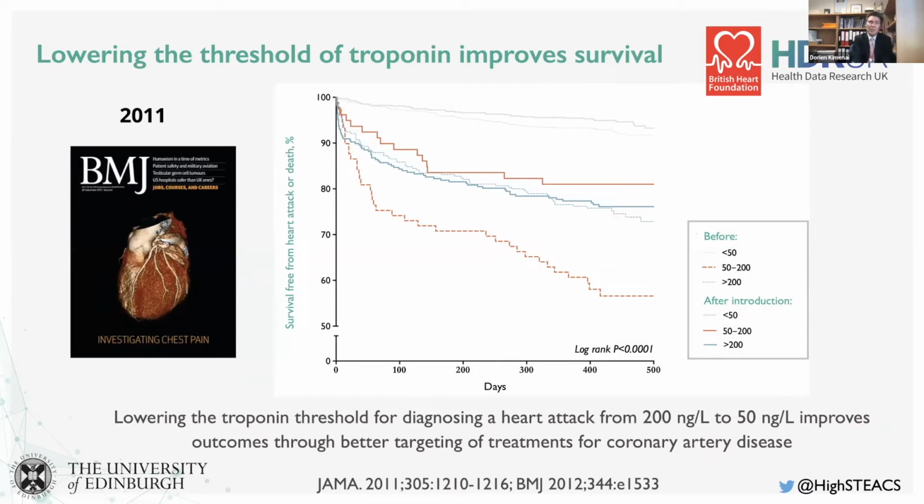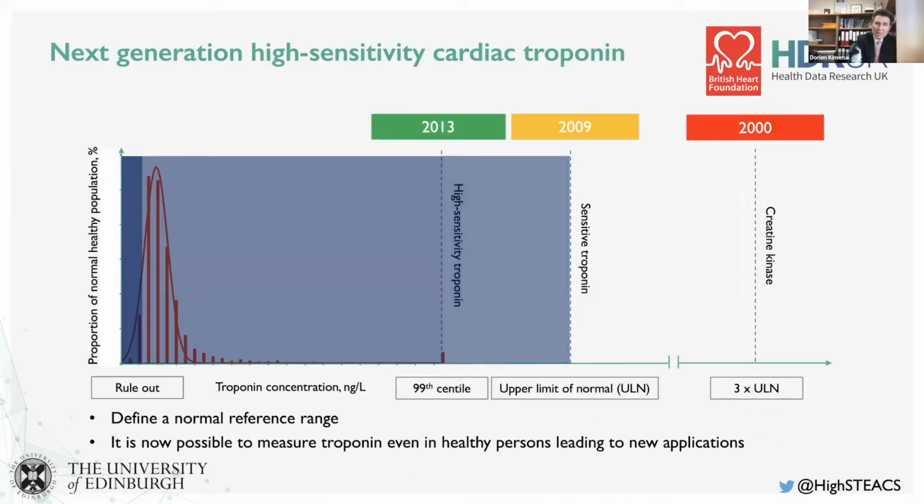And then when you introduce the new test and threshold into practice, we found that their outcomes improved. But this is pretty low-level evidence. It's quasi-experimental, it's not randomized, and there could be other time-varying trends for why these outcomes improved. So when it came to the introduction of the high-sensitivity test, which came in this country in 2013, I think we were one of the first sites to introduce this in the UK. We wanted to do something more rigorous and systematic.